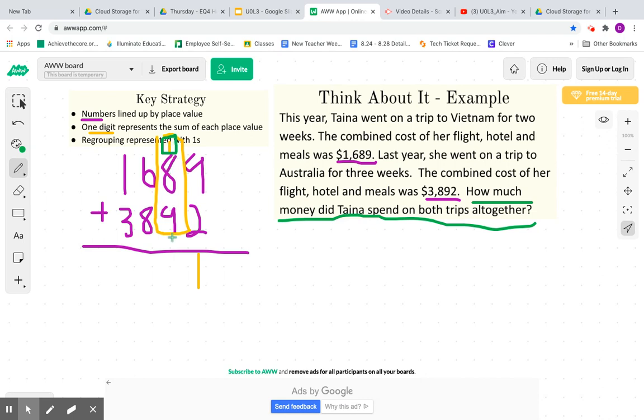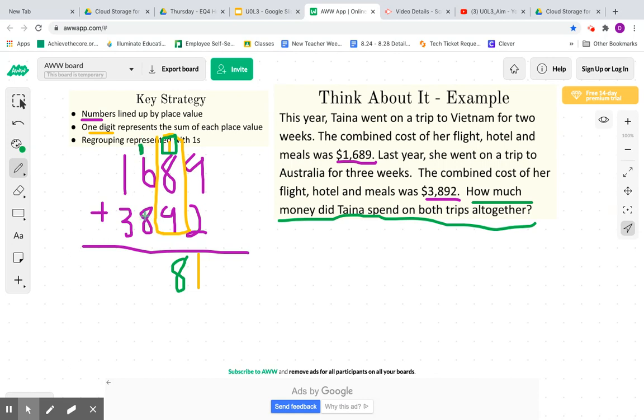So 1 plus 8 is 9, plus 9 is 18. I got to regroup again. I can't put a 1 here. So now I'm regrouping a 1 right over here. So it's like I'm saying there's 100 here, a 600 here, and then 800 here. Okay. And I'm going to add this up.